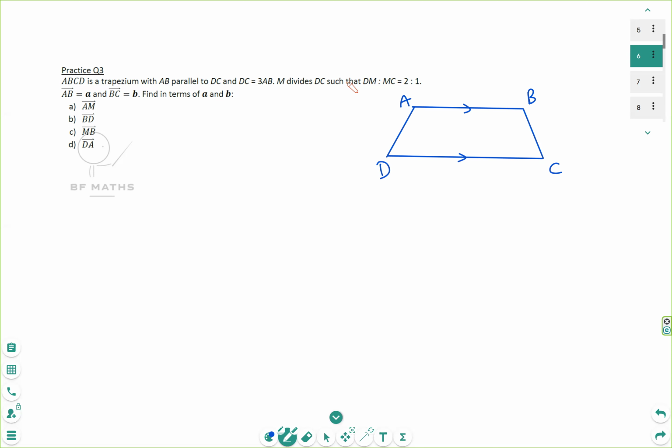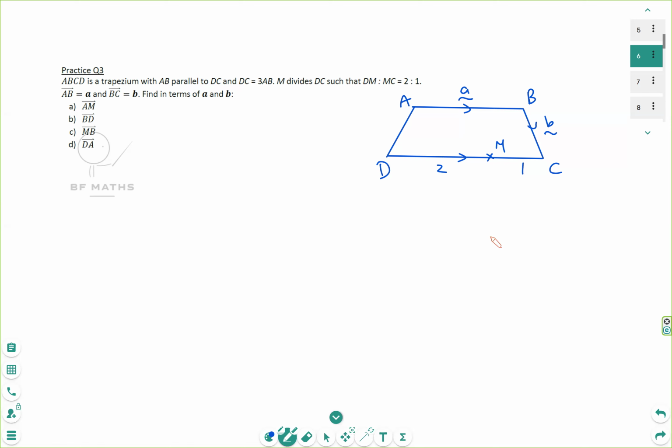Where DC is 3AB. Okay, M divides DC such that DM to MC is 2 to 1. So that means it should be closer to C because DM is longer. So M is probably here, 2 to 1. If AB is A and BC is B, find in terms of A and B, AM.